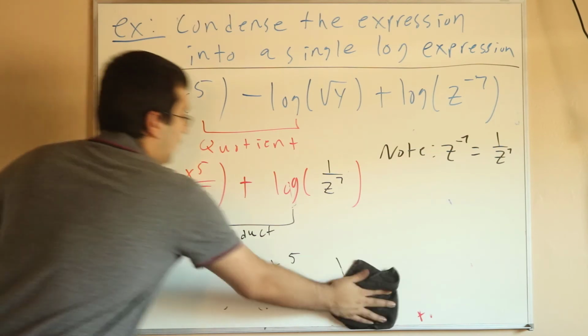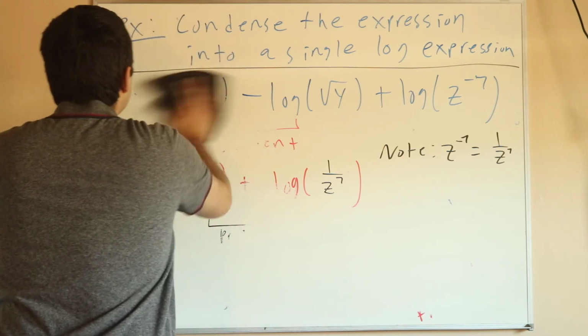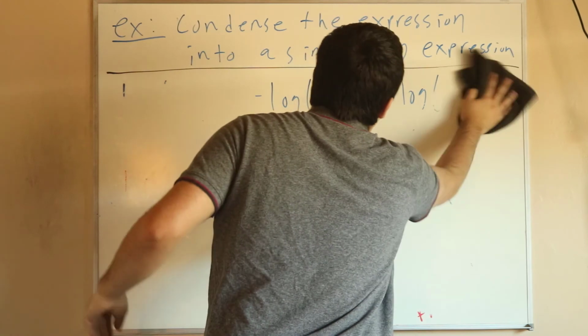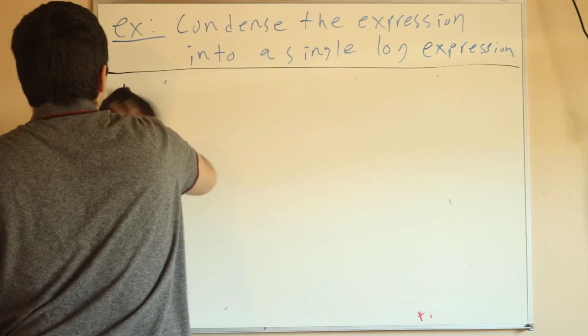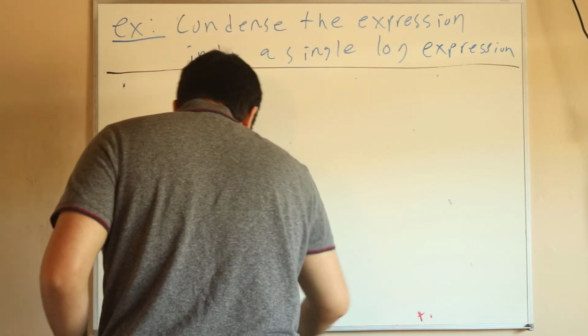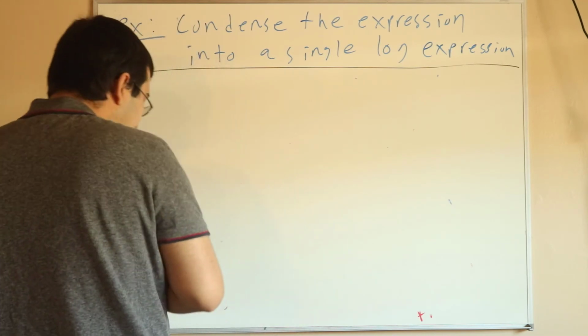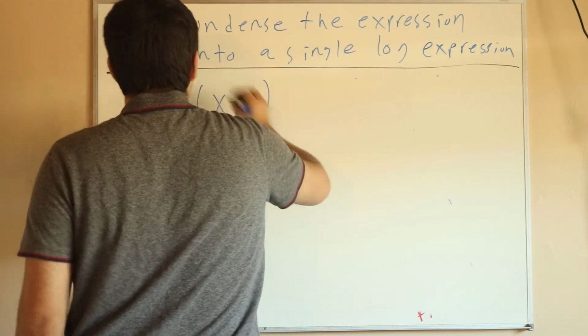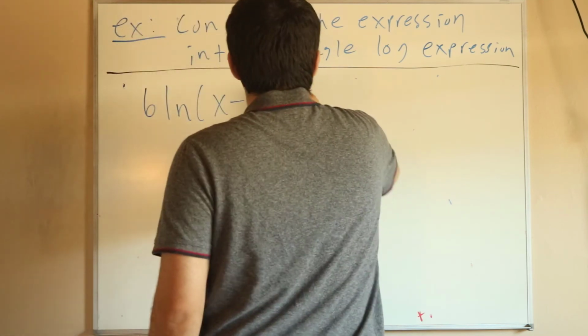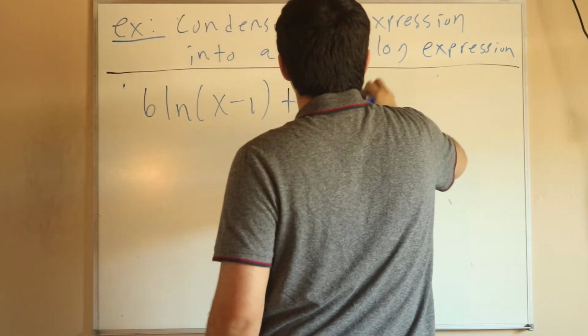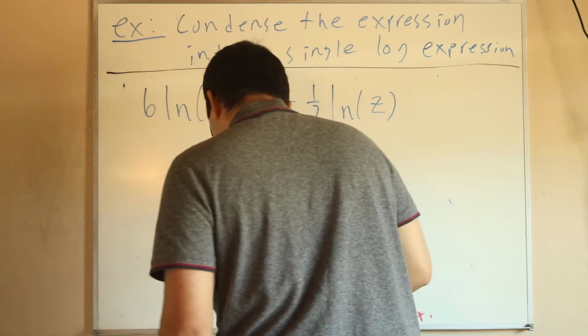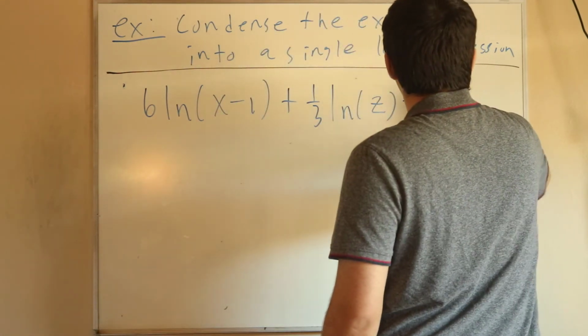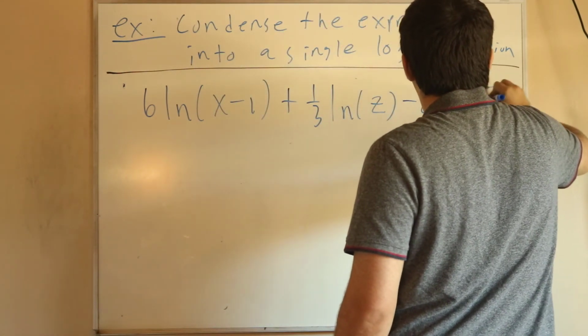Alright, so now is the chance for you guys to get your hands dirty. Let's have you do the following expression. Condense for me 6 times ln of x minus 1, plus 1/3 times ln of z, minus 2 ln of square root of y.